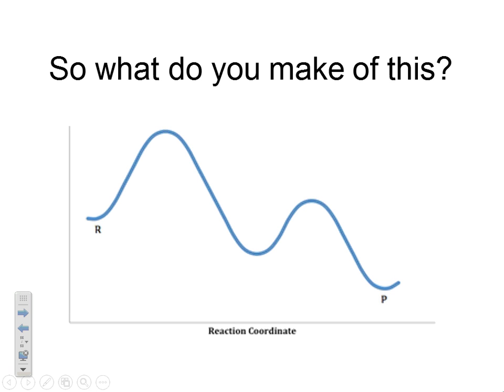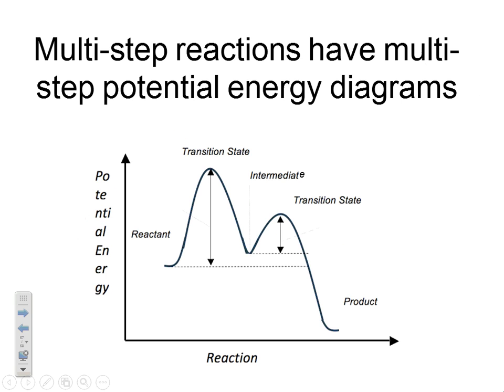But this is a potential energy diagram that represents a 2-step mechanism. You've been seeing potential energy diagrams that represent 1-step reactions that occur in a single step. This is now a potential energy diagram for a 2-step reaction mechanism. Multi-step reactions have multi-step potential energy diagrams. That should somewhat make sense, right?